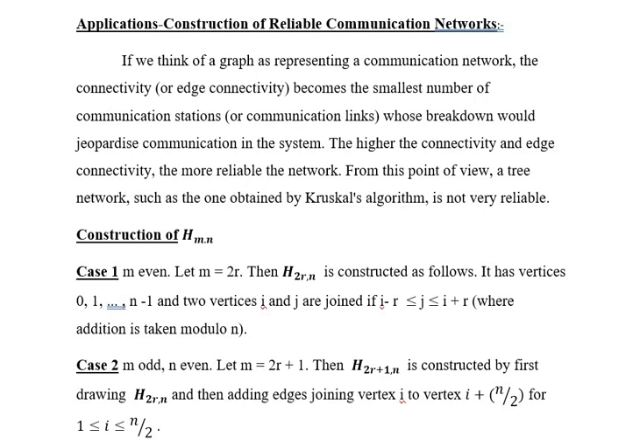Let m equal 2r plus 1. Then H2r plus 1,n is constructed by first drawing H2r,n and then adding edges joining vertex i to vertex i plus n by 2 for 1 less than or equal to i less than or equal to n by 2.